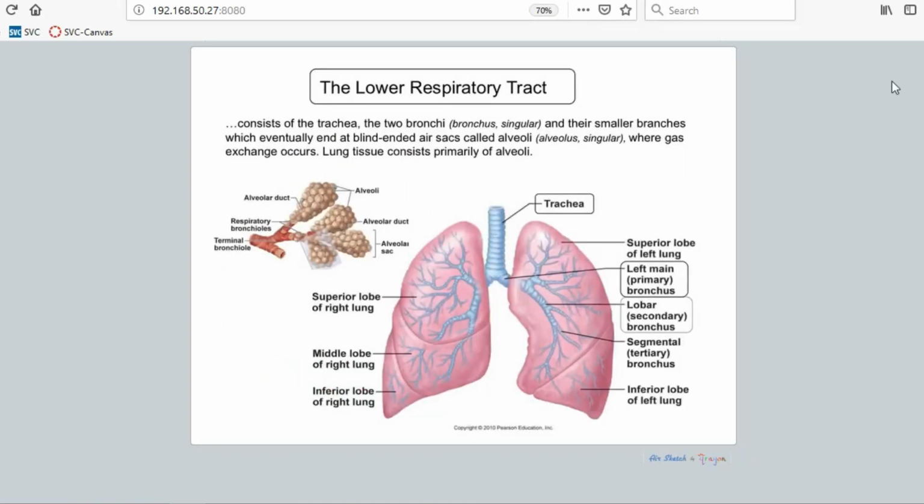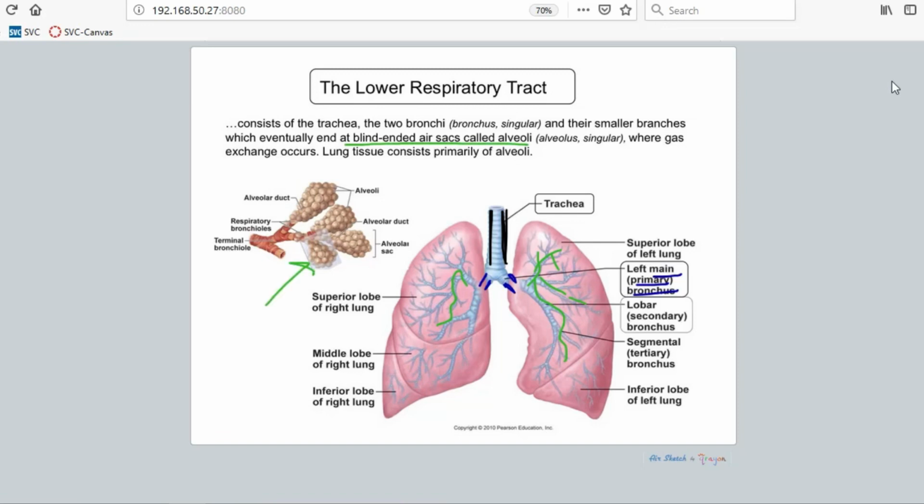Okay, so now we're down to the lower respiratory tract. And the lower respiratory tract consists of the trachea, the 2 main or primary bronchi, and then what happens, like I said, it branches, and all of this is part of the lower respiratory tract. And so it keeps branching until it eventually gets down to these blind-ended air sacs that we call alveoli.